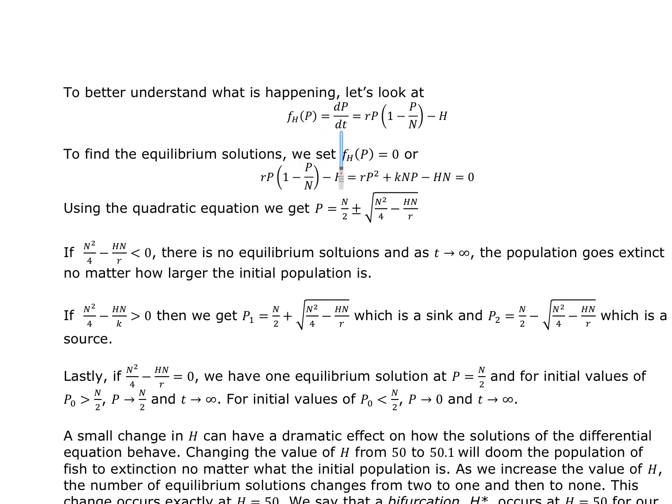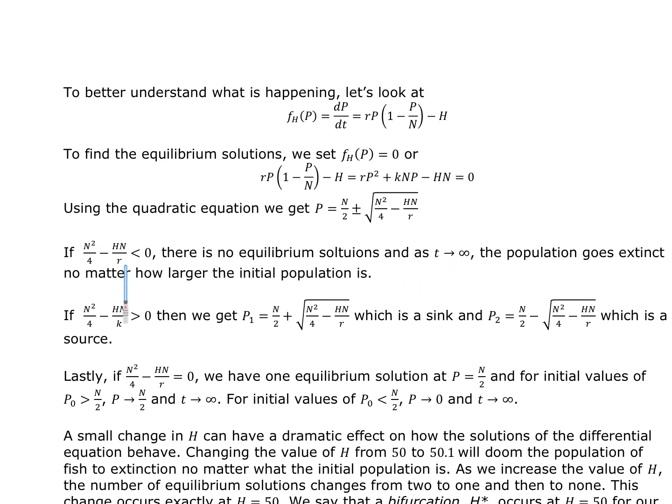So to better understand what we're looking at, let's take our function of h of P, which is dP/dt, which is rP(1 - P/N) - h. If we find the equilibrium solutions, we'd set this equal to 0 and solve. Using the quadratic formula, I have N/2 plus or minus the square root of N squared over 4 minus hN over r. If this is less than 0, there are no equilibrium solutions.